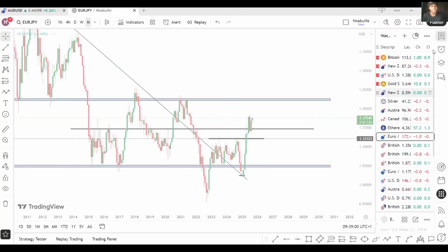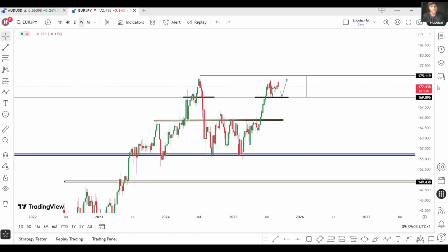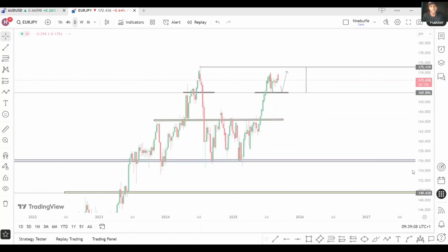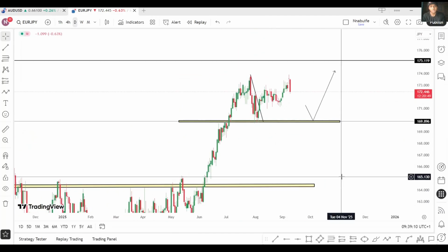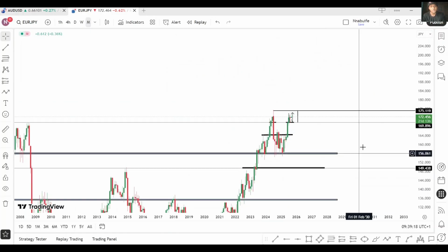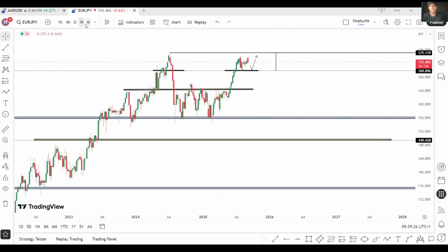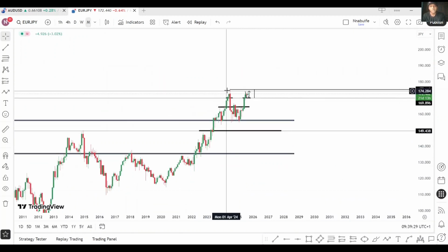Euro JPY, you guys know the analysis. Those are my previous videos. Euro JPY, buy to the upside. So the analysis was simple. You can see on the monthly time frame you are bullish. This is the higher low. On the weekly time frame you are bullish. Monthly time frame, you can see higher highs and higher lows.